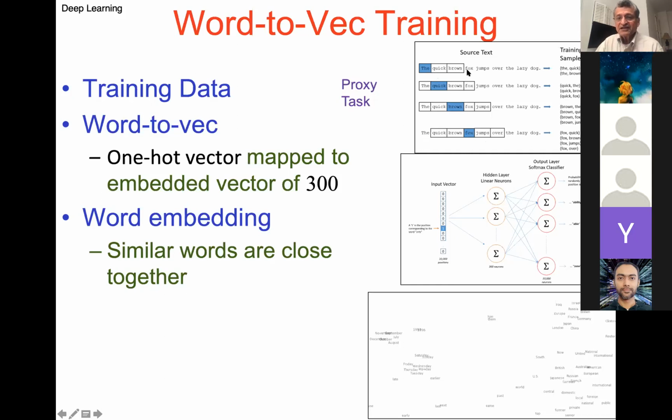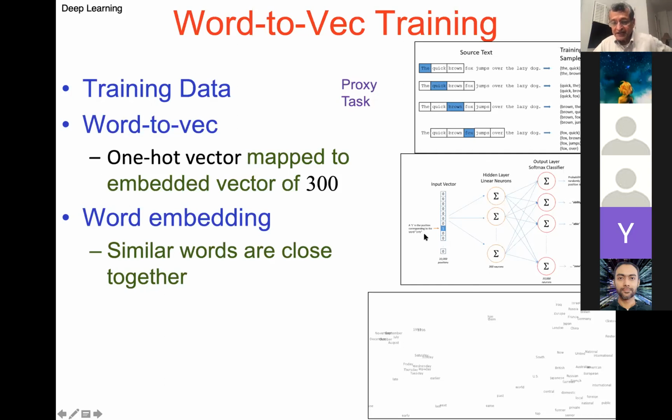In the beginning it was confusing: it was 3 here, 4 here, 5 here. Now that we reach 5, we forget about "the". Fox appears with quick, fox appears with brown, fox appears with jumps, and fox appears with over. So now we have pairwise training samples: the quick, the brown, quick the, quick brown, quick fox, brown the, and so on. We can use that to do training now. The input vector is a one hot vector, and we have 300 hidden units here. And then we have these outputs here. What are these outputs?